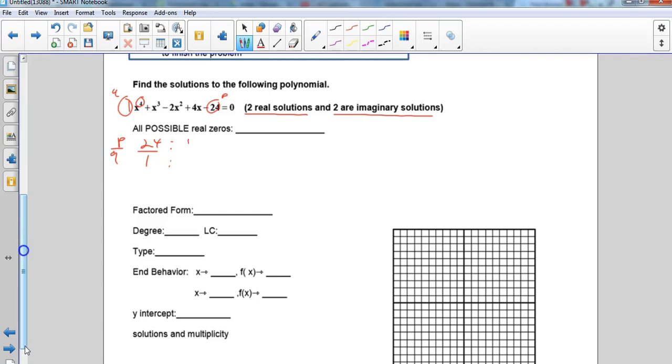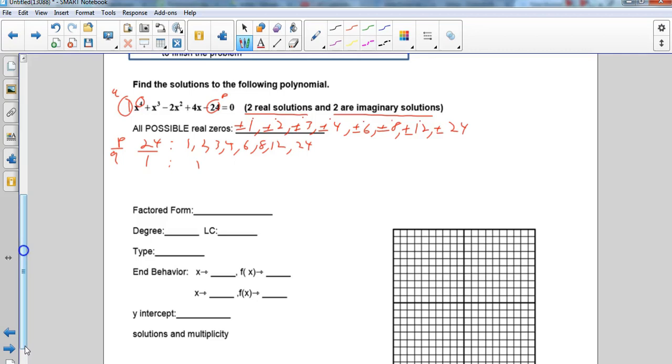Factors of 24 are 1, 2, 3, 4, 6, 8, 12, 24. Factors of 1 are just 1. So it's going to be the plus and minus of all those whole numbers. Plus and minus 1, plus or minus 2, plus or minus 3, plus or minus 4, plus or minus 6, plus or minus 8, plus or minus 12, plus or minus 24. That's 2, 4, 6, 8, 10, 12, 14, 16 possible real zeros. Of those, maybe 3 or 4 work.